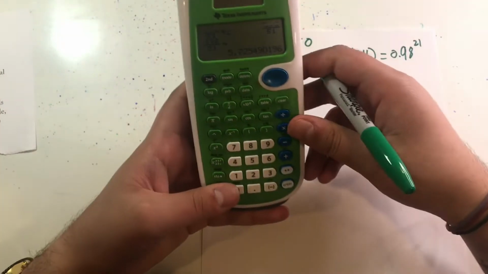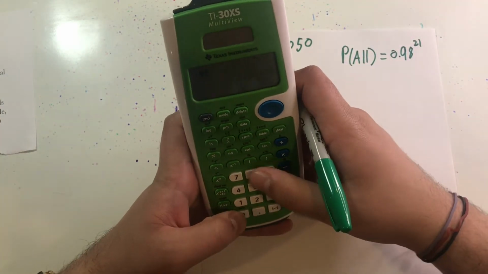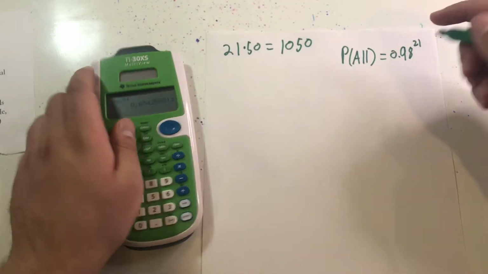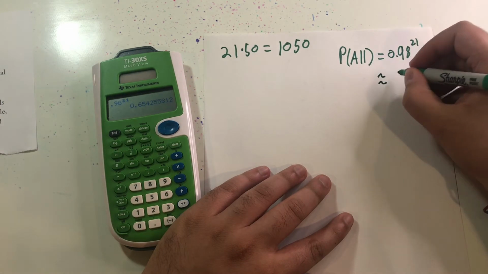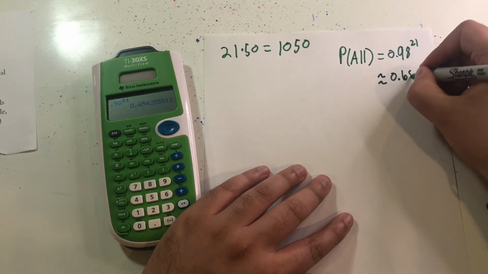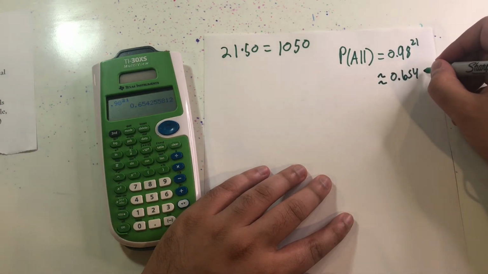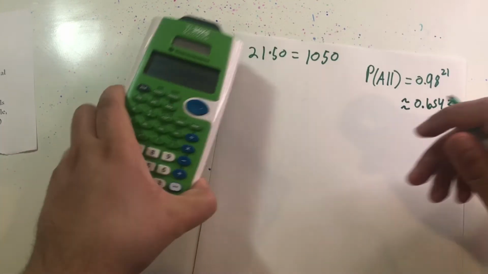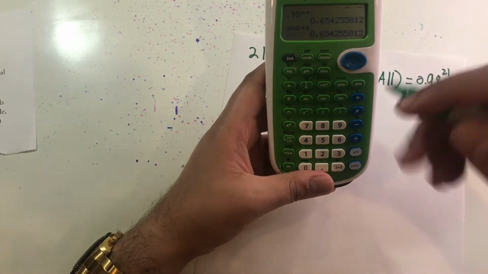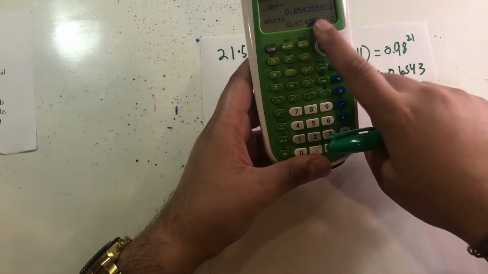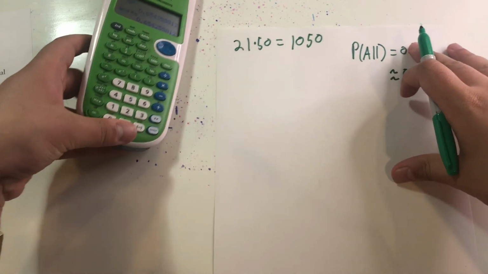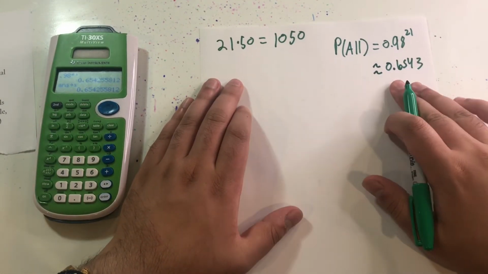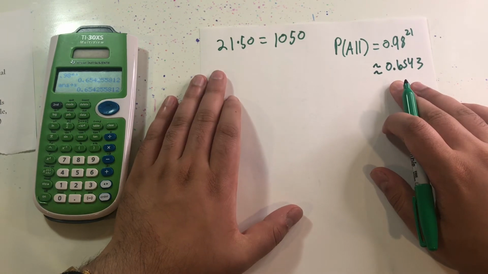And that is equal to 0.98 raised to the 21st, approximately 0.6543, around there. Just letting you know, I'm going to store this as X. So when I actually do my calculation, I'm not using this number. I'm using the more exact number, just so I don't end up with some weird rounding error, right? So that's the probability that all passengers show up.